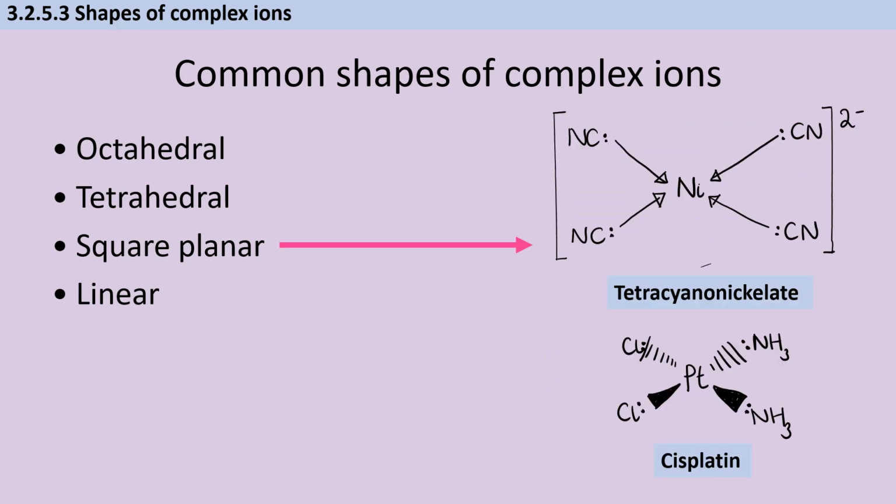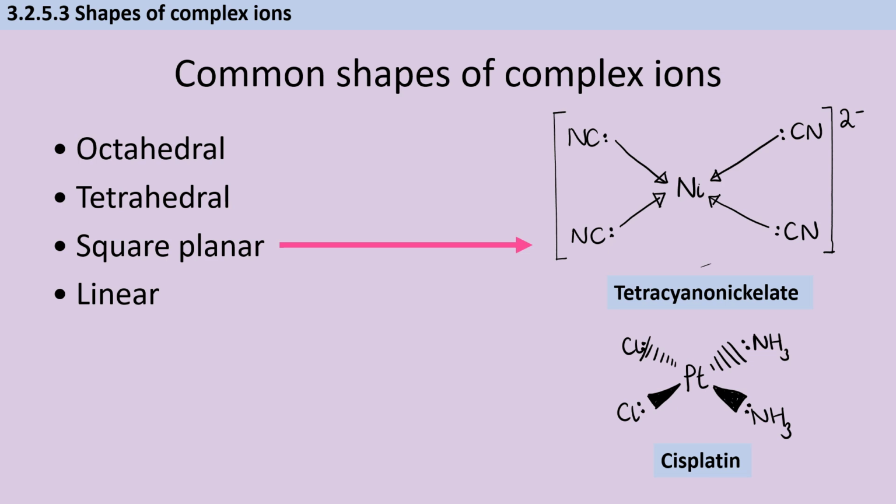Square planar complexes are also seen where there are 4 bonding ligands, but usually only when the central ion is nickel or platinum or silver. The one named example is the platinum-2 complex cisplatin, which is used as an anti-cancer drug. As the name would suggest, it's the cis isomer. There is also a trans isomer where the chloride ions are on opposite sides of the complex.